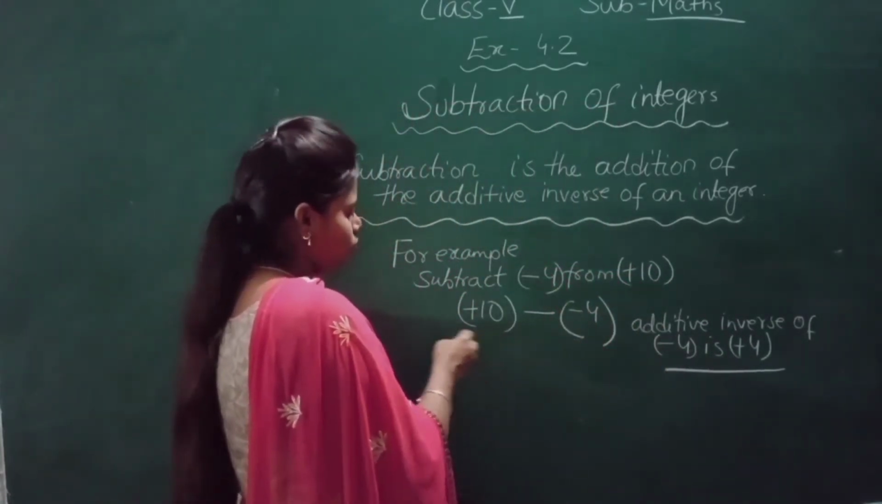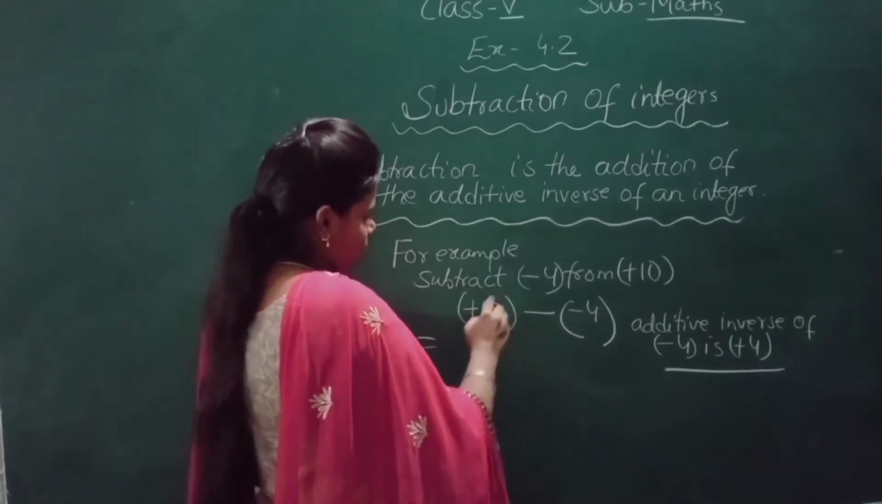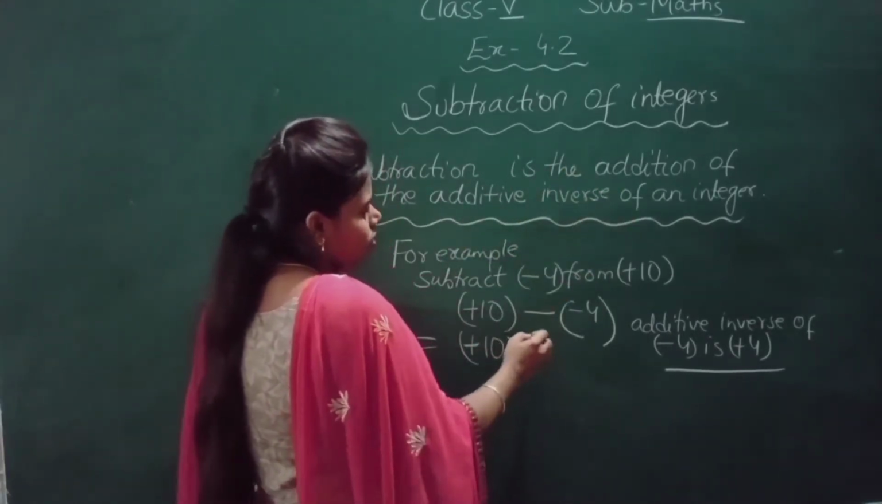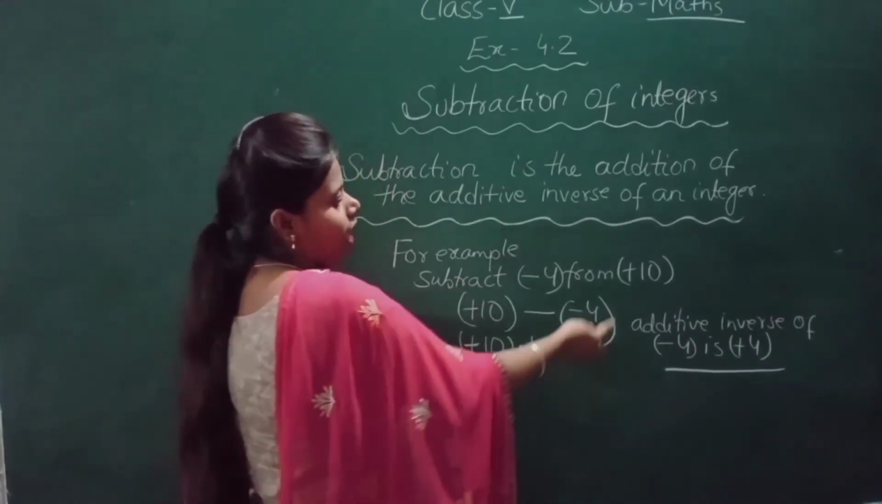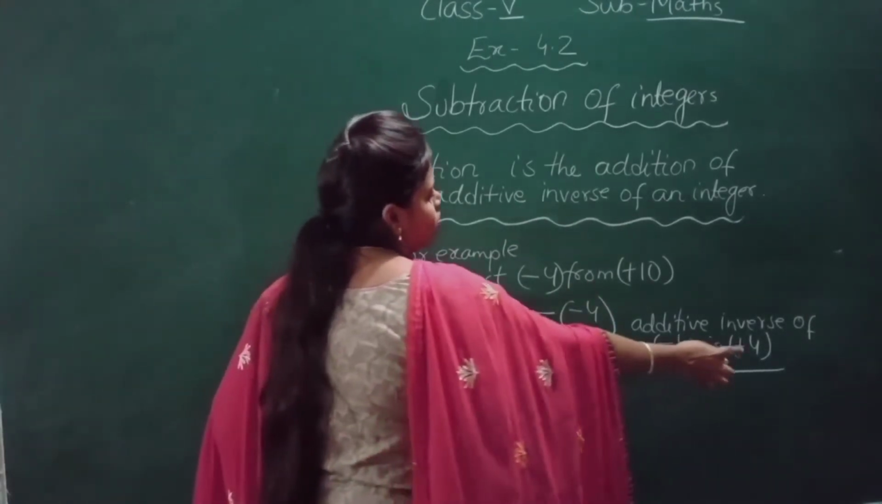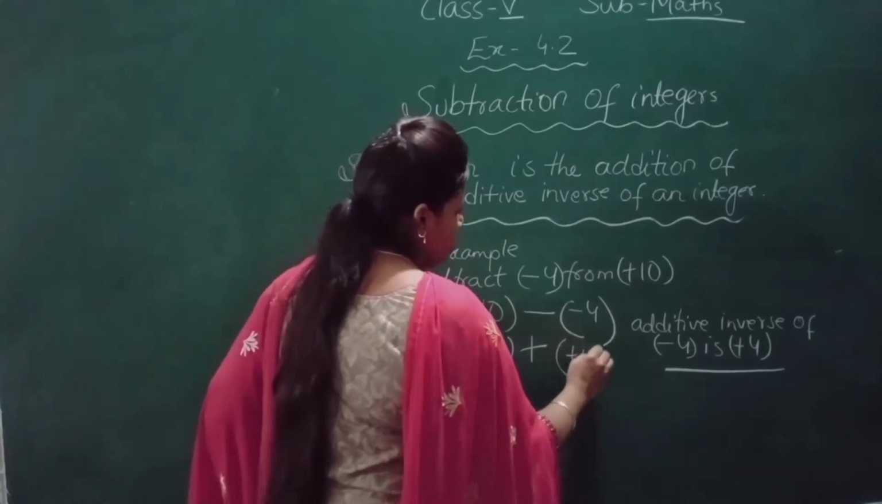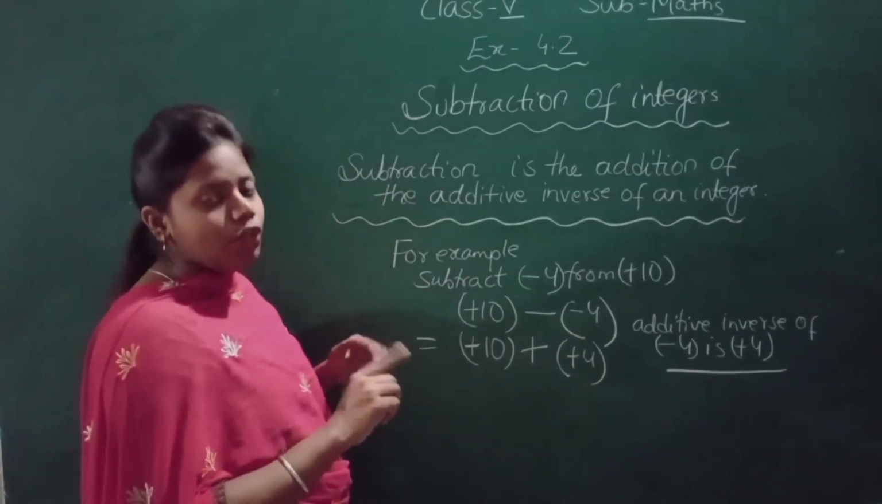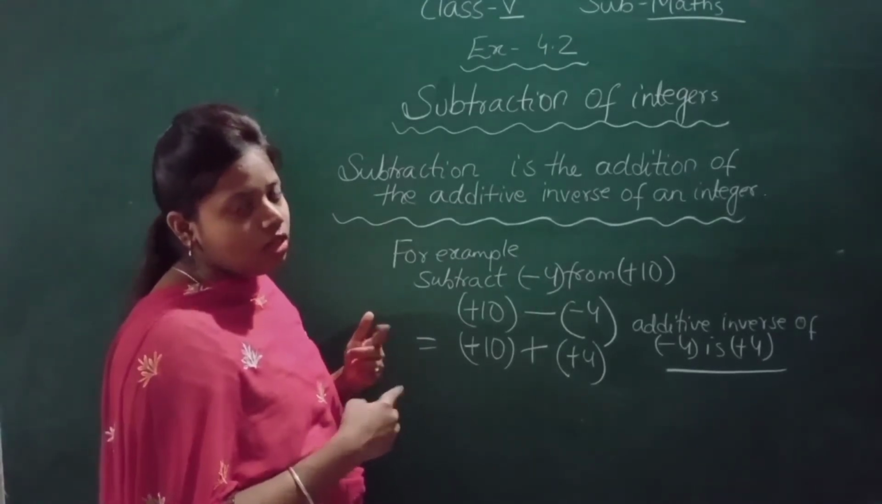Now let's see how to do it. You will copy the same number, plus 10. Subtraction becomes addition. Minus will change into addition. And the additive inverse of minus 4 is plus 4. Now, you remember the rules.